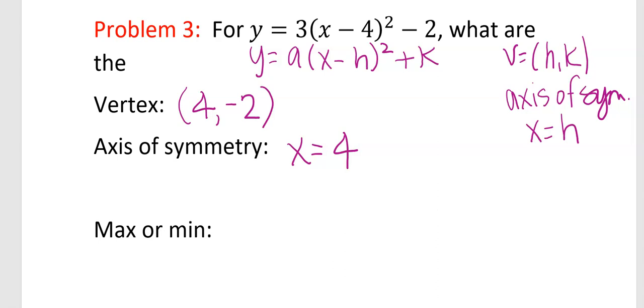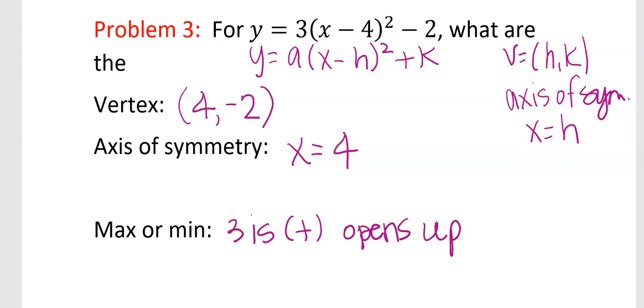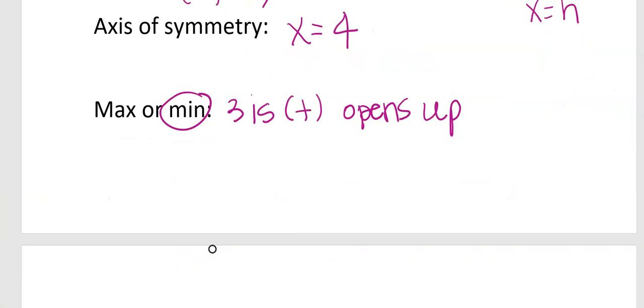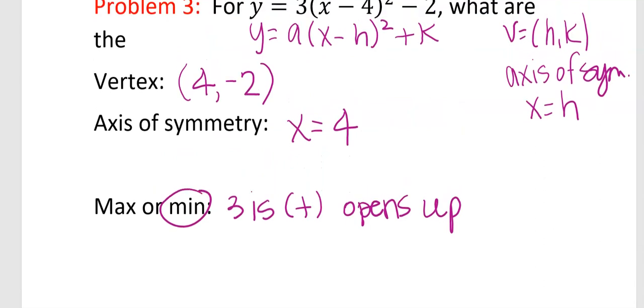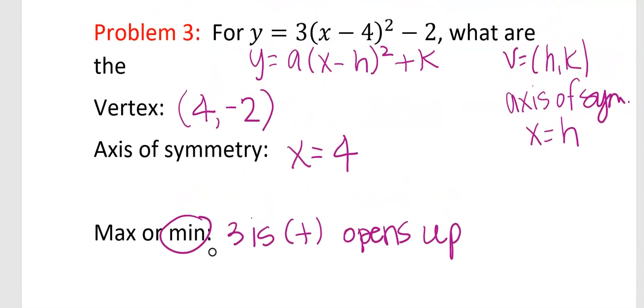And then for the maximum or minimum, you decide that 3 is a positive number. 3 is positive, so this one opens up. So would it be a maximum or a minimum if it opens up? Minimum, so it would be at the bottom. So I'm going to say minimum on this one. You don't have to necessarily write any of that stuff that I wrote. The 3 is positive, opens up, but that's what I'm thinking about when I'm doing them in my head. And of course, you wouldn't have to graph this one. That's all the information that they want us to do.